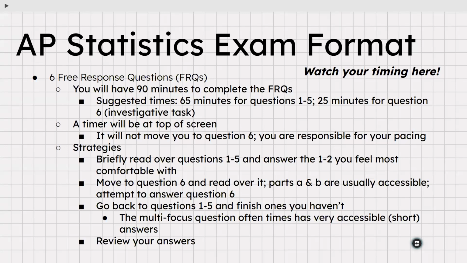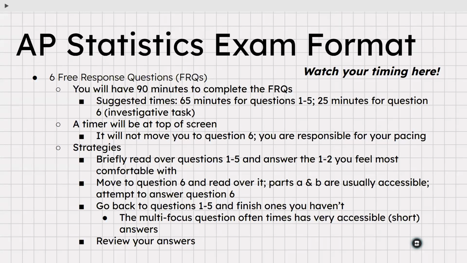Here's what I would encourage you to do. Read over the questions quickly, maybe over the course of 4 or 5 minutes. Just scan over questions one, two, three, four, and five, and see if there's a question that's in your sweet spot. Let's say you're really good at experimental design. You know all your different biases and your sampling methods. Get that question done first.